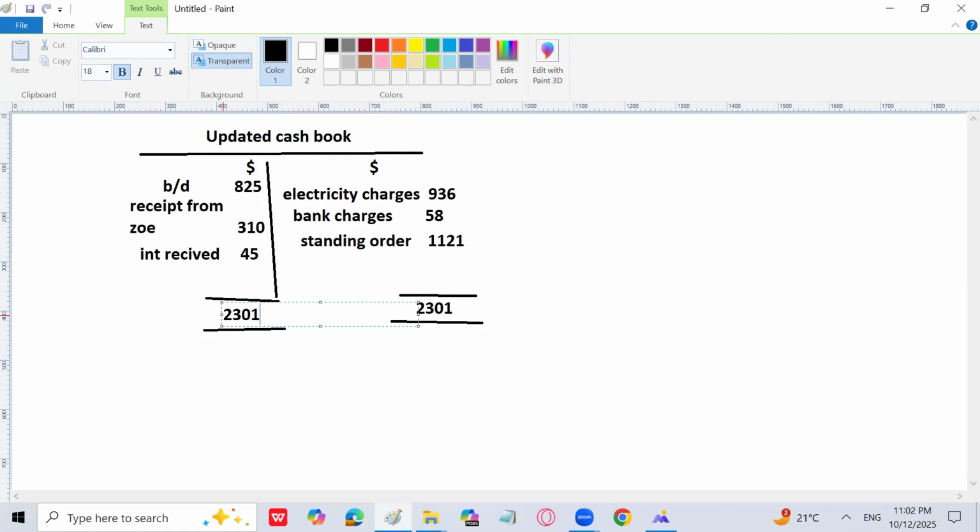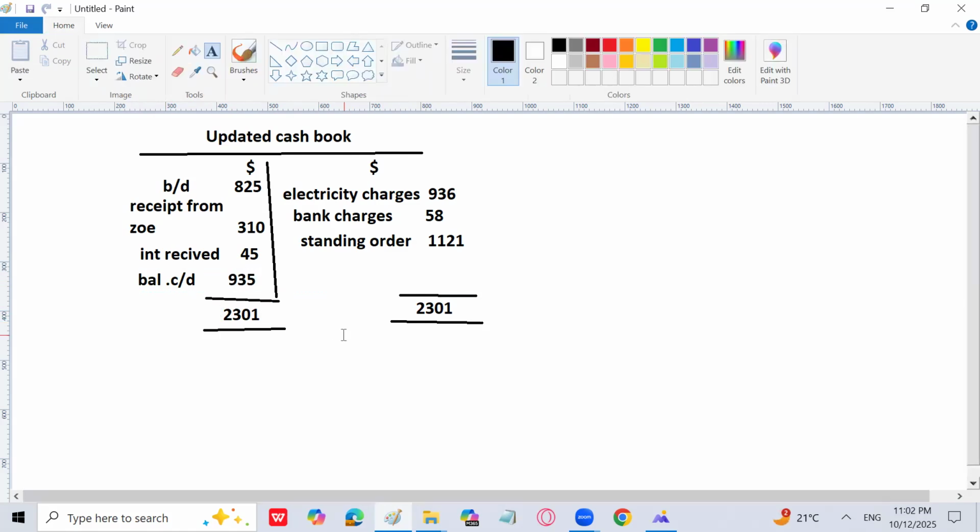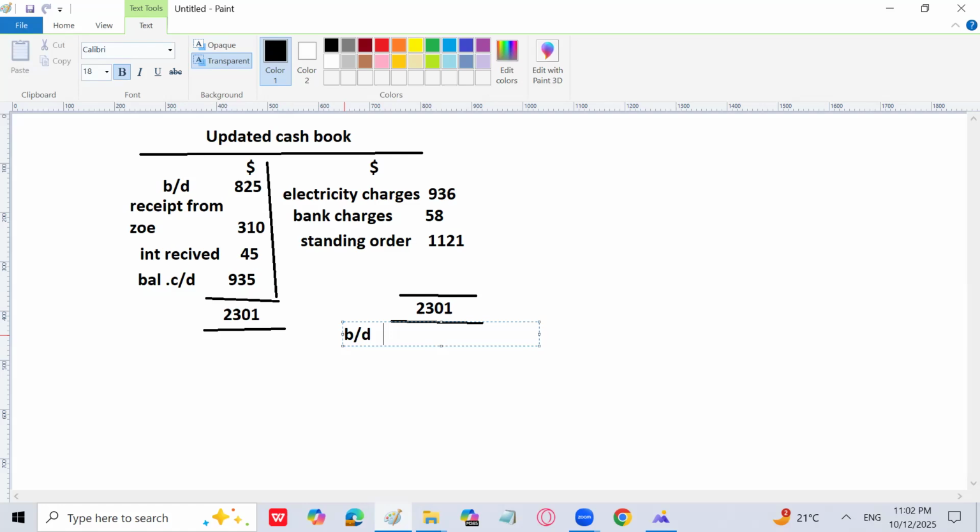1121, 58, and 936. And now I will subtract. So the answer is going to be 935, which will come over here with the name balance carried down. And I will write here 935. It will be the brought down. It is going to have a credit balance. I'll write here 935. So I'm going to go for the credit balance.